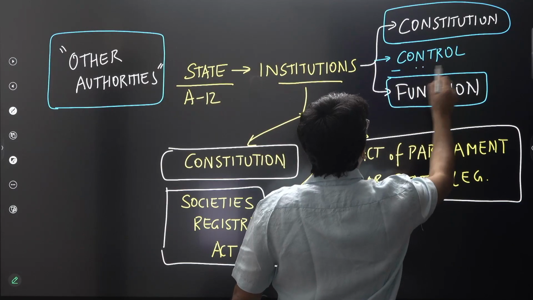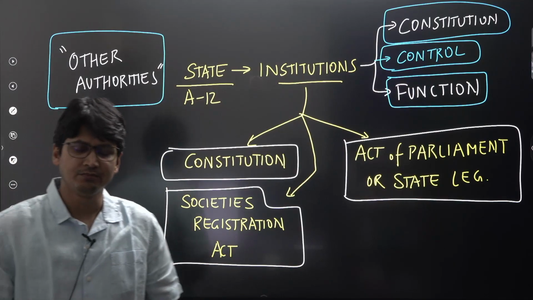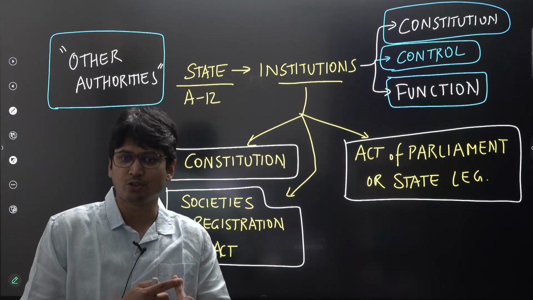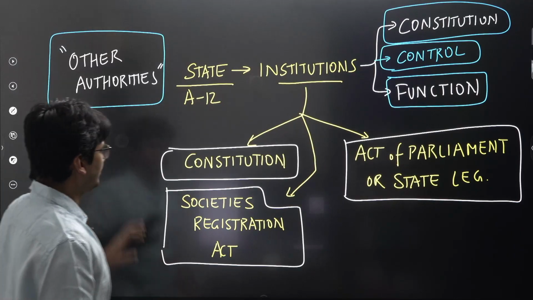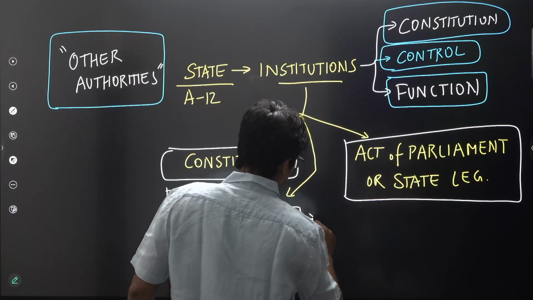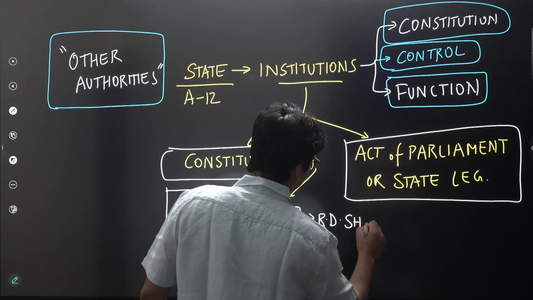So different type of test was highlighted. We'll go into some of the judgments. 2 to 3 judgments are important. R.D. Shetty versus Airport Authority of India. In that case, in R.D. Shetty case, basically it was highlighted that other authority can be constituted under Society Registration Act.